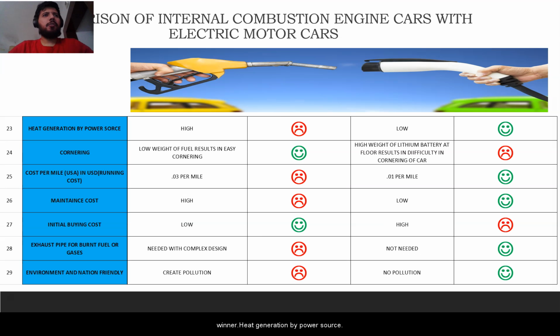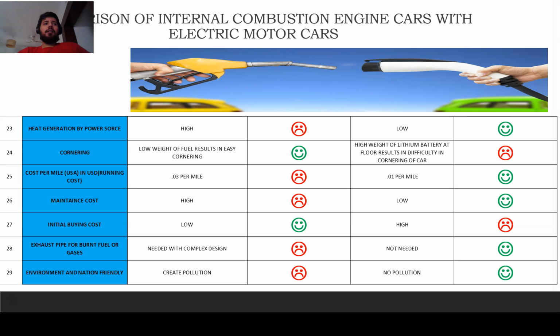Heat generation by power source: an IC engine generates lots of heat and requires a proper cooling mechanism, compared to an EV motor in which no heat is generated. Cornering: in IC cars, low weight of fuel results in easy cornering compared to electric vehicles, in which the high weight of the lithium battery at the floor makes cornering of the car difficult. Electric vehicles cost 0.01 USD per mile, almost one-third cheaper compared to IC cars. Maintenance cost: IC cars require high maintenance cost compared to EVs.